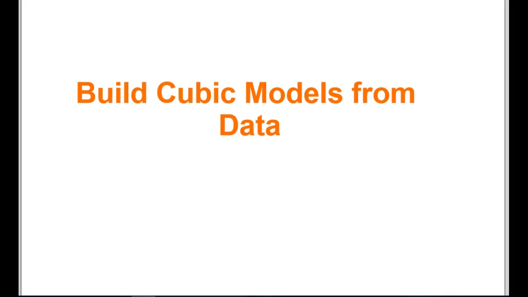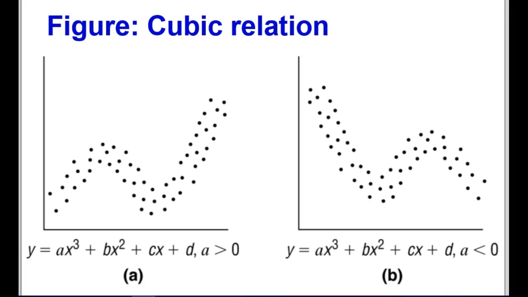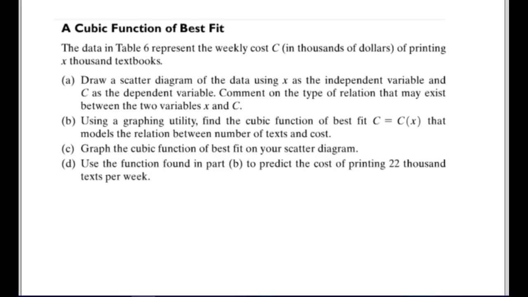So now here's our last learning target. We're going to be building cubic models from data. Okay? So a cubic relation is where I have my degree of 3. So this is kind of what I'm looking like. So when A, right, and we always want to deal with A. When A is positive, I start at the bottom and go up. When A is negative, I start up, I have some turning points and I go down. Those are the general looks of that cubic function.